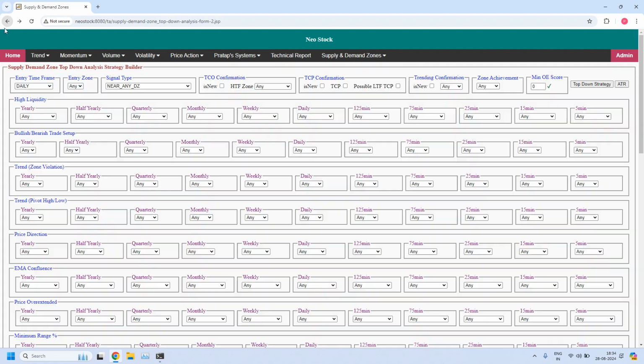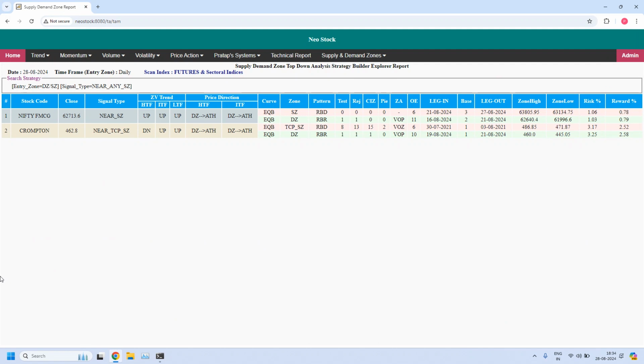Okay. The next report for daily time frame, let us find the stocks near daily supply zone. Only two stocks are filtered, and this is an invalid high liquidity zone because it is a pierced zone. The pierced count is 2. So it's not valid.